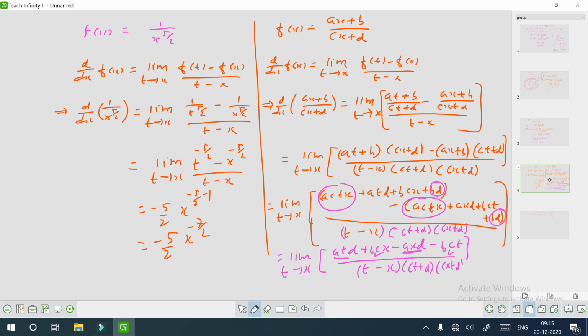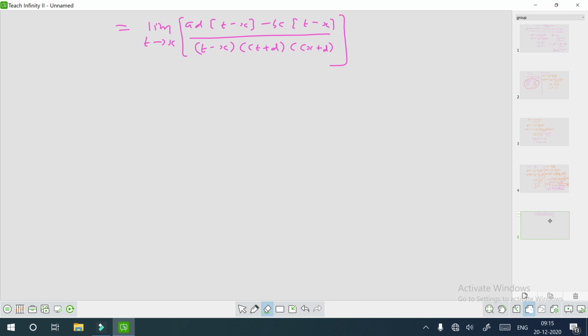Now that is equal to limit t tends to x, (t minus x) into (ad minus bc) over (t minus x)(ct plus d)(cx plus d). Now t minus x gets cancelled.